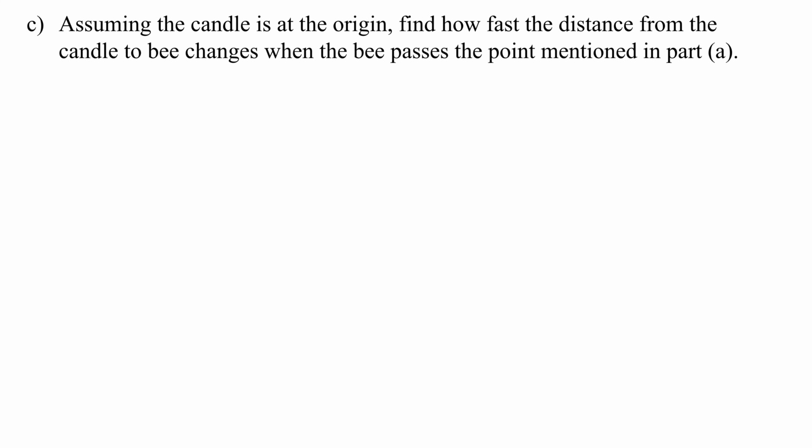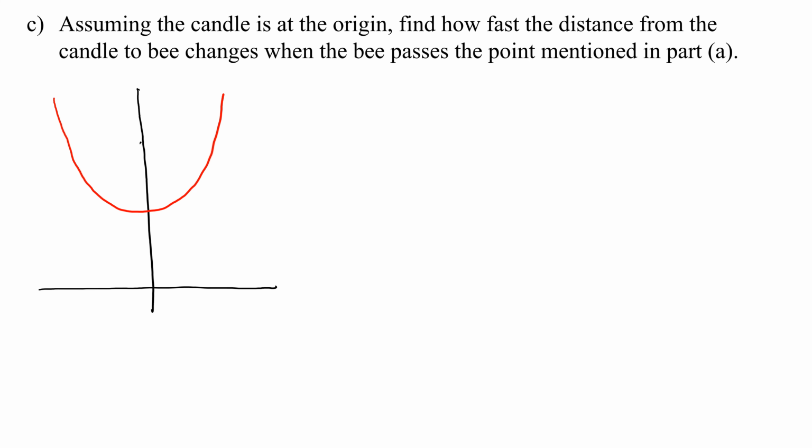So let's draw the situation. B is moving on the parabolic path. So we can pick the point, which is (1, 4). So that's the point. What we can do is take that distance. There's a candle here.